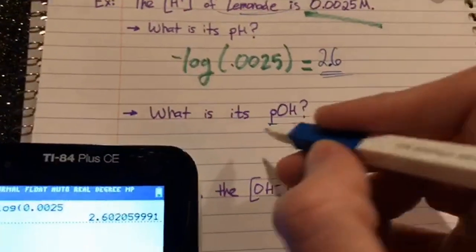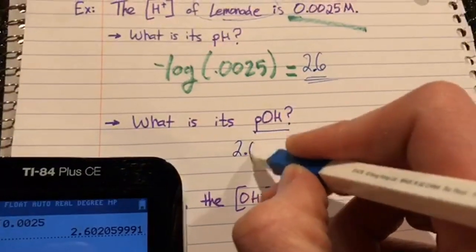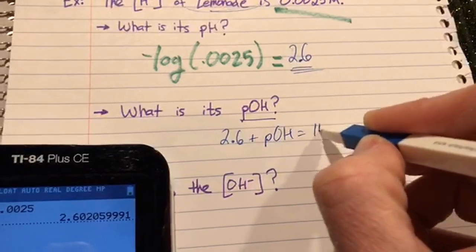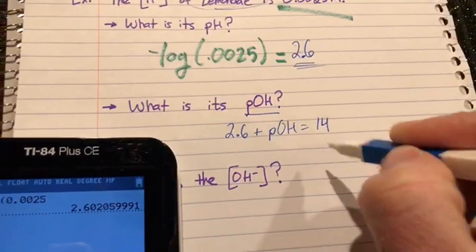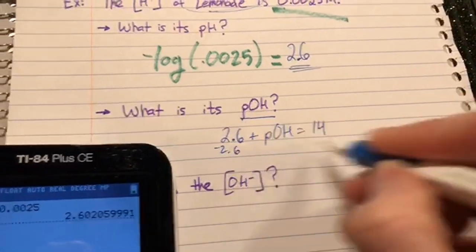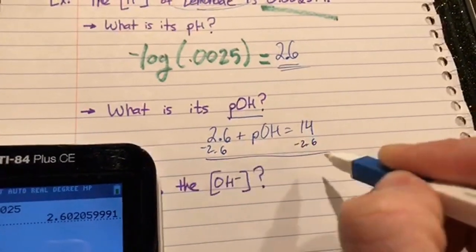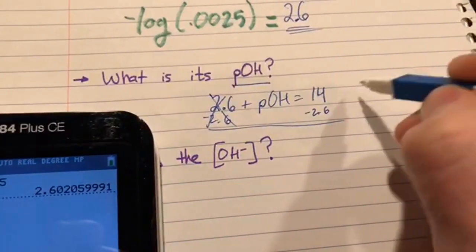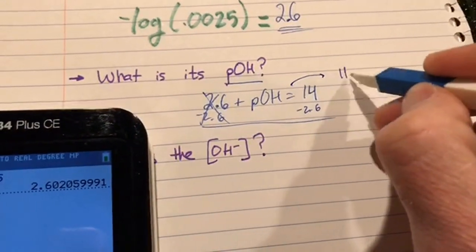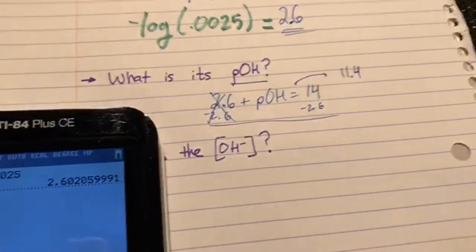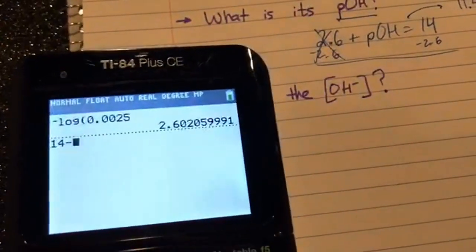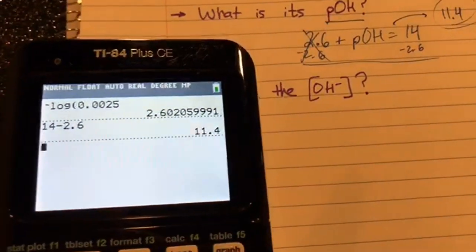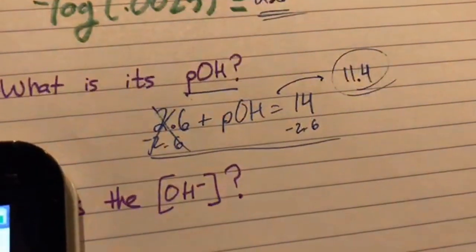So we're going to do like the easiest thing ever. We're going to do 2.6 plus pOH equals 14. So we just subtract 2.6 on both sides. Please don't divide. Please don't. You'll get your pOH, which should be 11.4 if math hasn't changed in the last few weeks. So your pOH is 11.4.